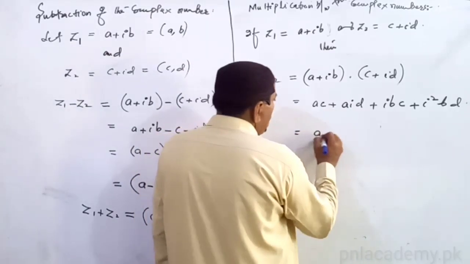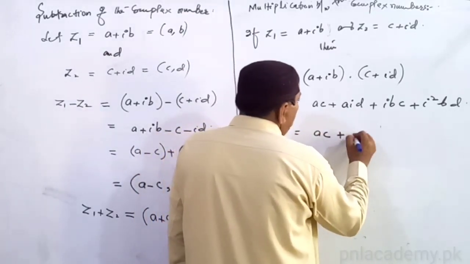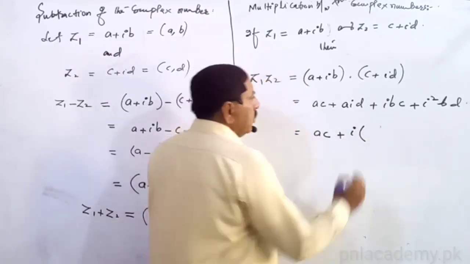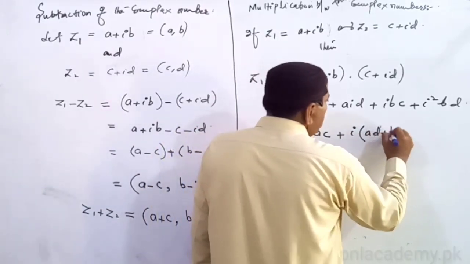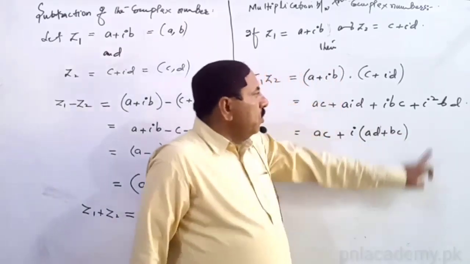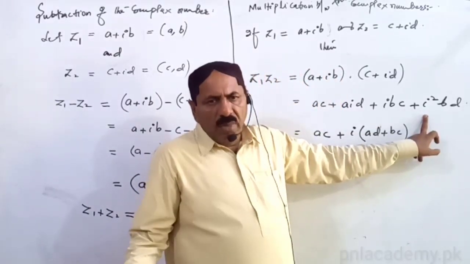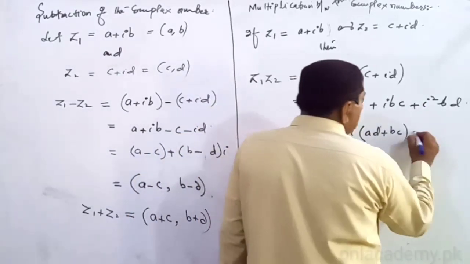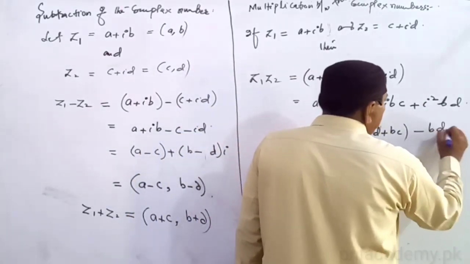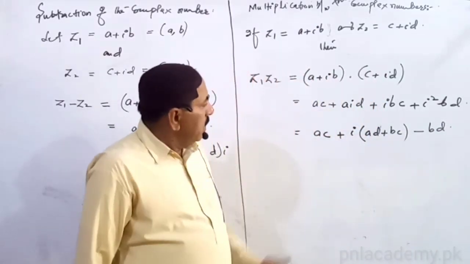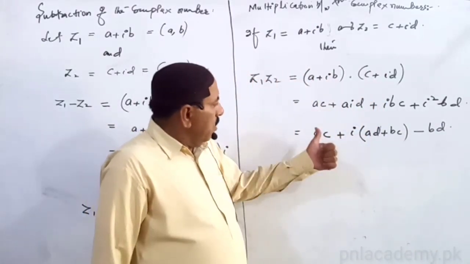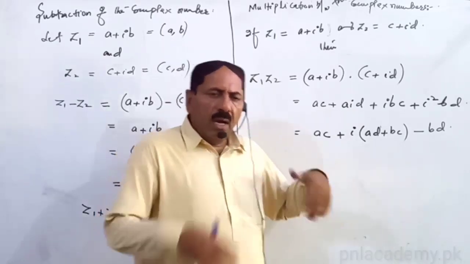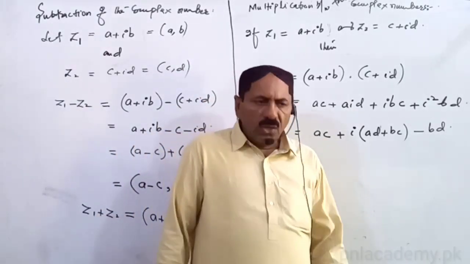So here ac plus a iota d plus iota bc, iota is common, (ad plus bc) iota, and you know that the value of iota square is -1, so minus 1 into bd is minus bd. So here there's no marking of the iota, and here is the marking of iota. Where the iota is clear, this is the imaginary part.